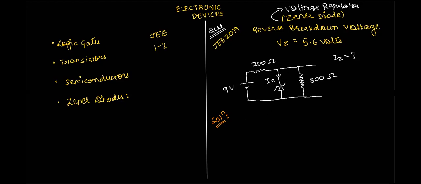5.6 is the voltage difference across the ends of the Zener diode. That means if I label this point as A and this as B, then the voltage difference between A and B is equal to 5.6 volts. Am I correct? Now, point A is the same as this point and point B is the same as this one. This definitely means that this 800 ohm resistor also has a voltage of 5.6 volts across its ends.